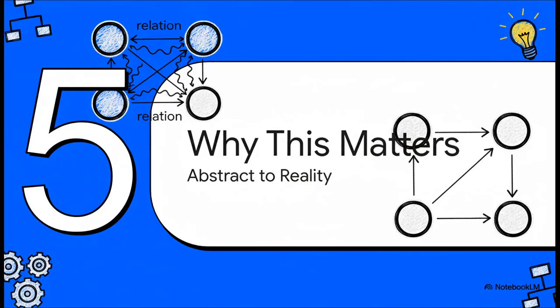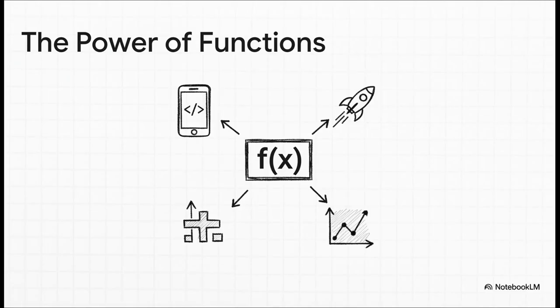So we've gone on this whole journey, right? From just random pairings all the way to these super specific functions. But why does any of this actually matter? Okay, let's get into our final section and see how all this abstract math stuff really builds the world around us. The short answer is functions are literally everywhere.